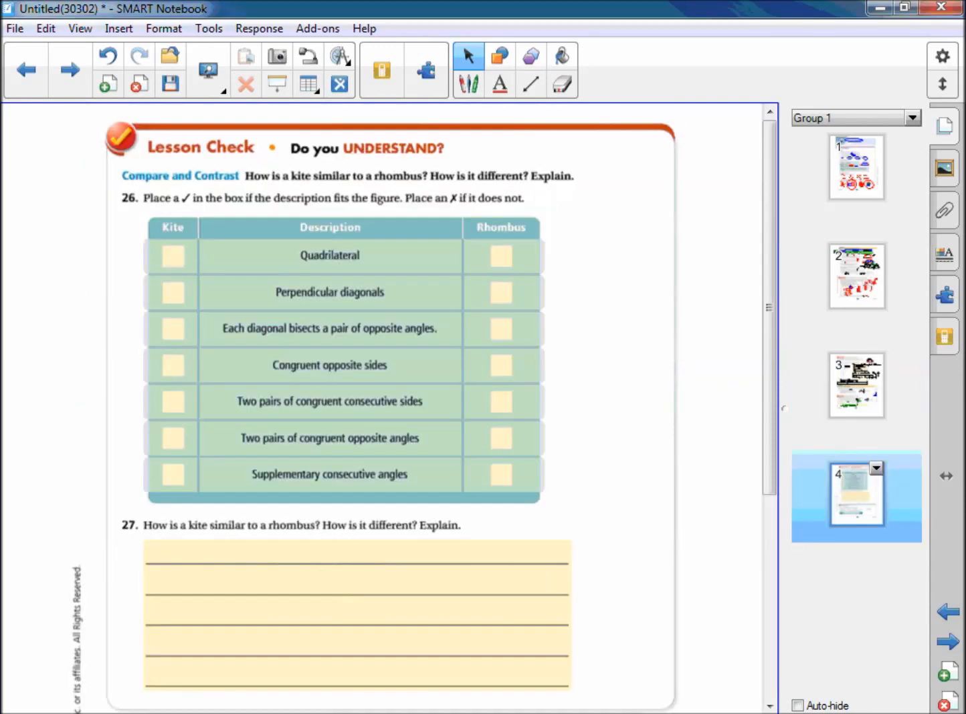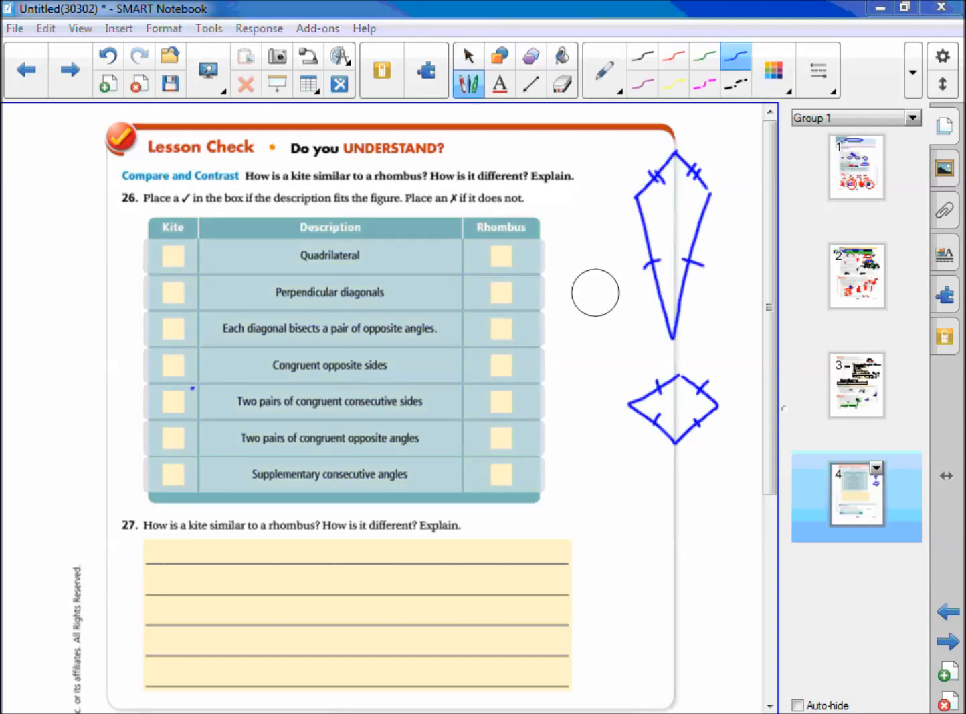All right, let's flip it over. And on the back side, we have our lesson check. As always, pause the video, try your lesson check yourself, see if you can get all the checks and the X's in the right spot, and then turn it back on and check and see if you did it right. All right, welcome back. So our lesson check this time was a do you understand? And we're going to compare and contrast how kites and rhombuses are similar and different.